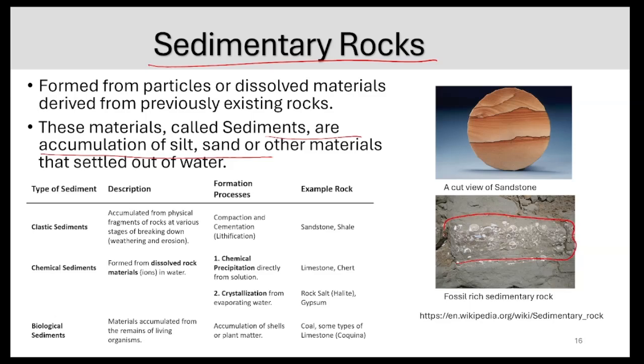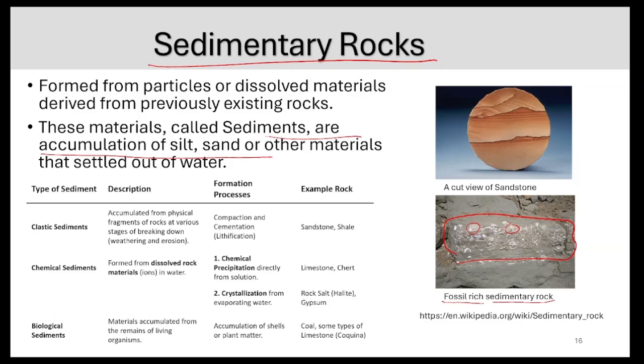We can see an example here. This is a fossil rich sedimentary rock. We can see all these fossils here. And sedimentary rocks are classified in three categories, namely clastic sedimentary rock, chemical sedimentary rock, and biological sedimentary rock.